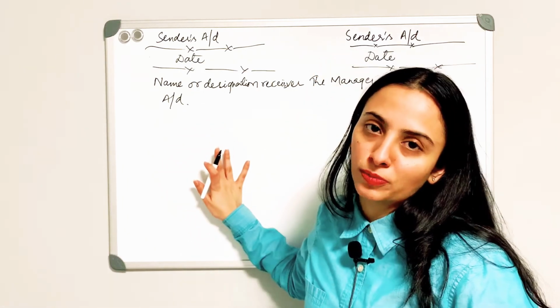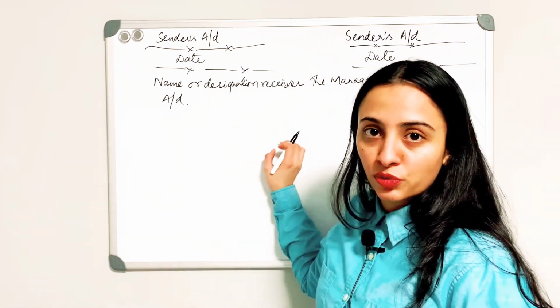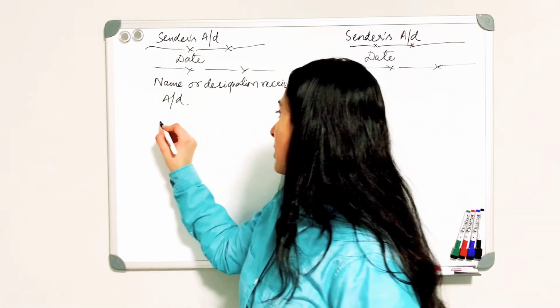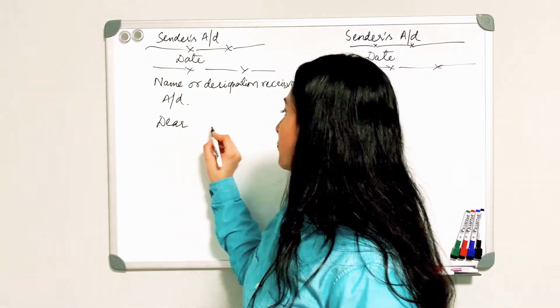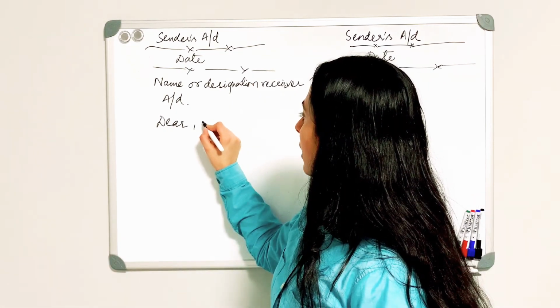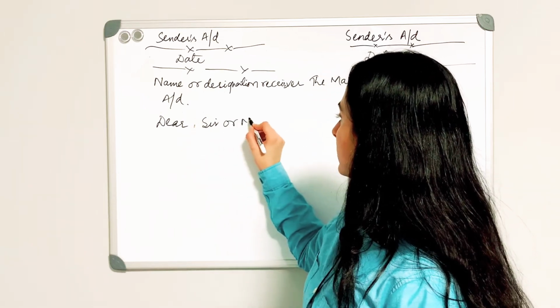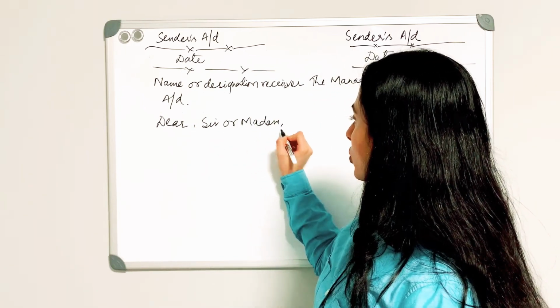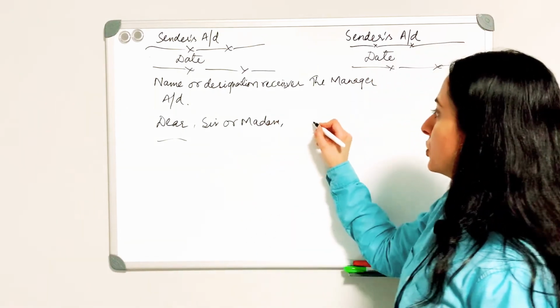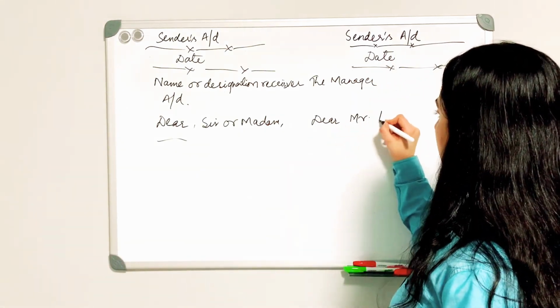Now in the informal letter, there is no need to put a subject over there. So we would start directly with dear. If you do not know the person, then you simply write dear sir or madam, comma, and then you start. If you know the name, then you write dear Mr. and the last name.